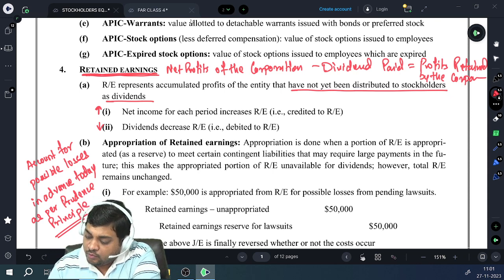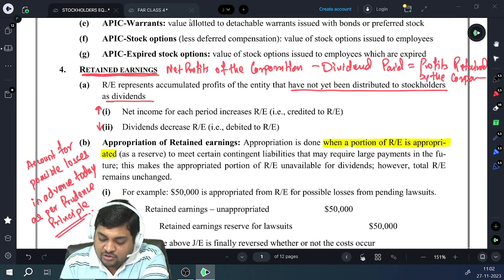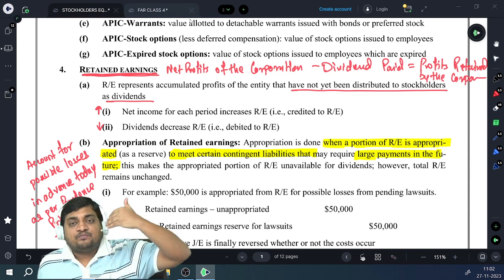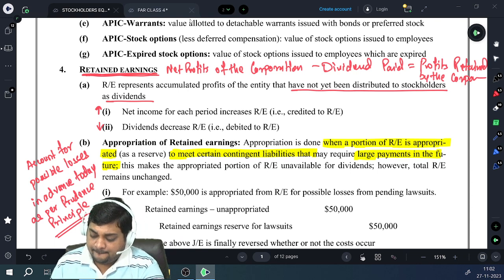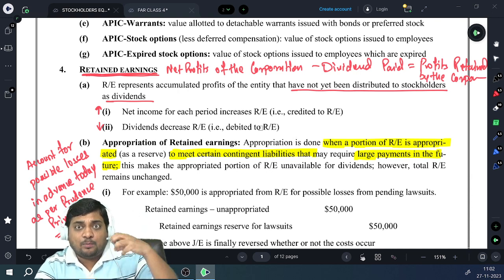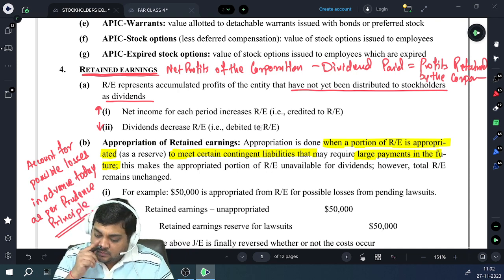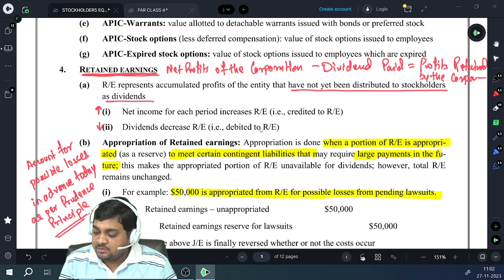So what do you do? A portion of retained earnings is appropriated to meet certain contingent liabilities, which may require large payments to be made in future. As per prudence, this is a possible loss, and you need to account for it today as per the prudence principle, right? Whenever you do this type of appropriation, the appropriated reserve is blocked for that particular purpose. You cannot use it for the purpose of dividend. Out here, $50,000 is appropriated from retained earnings for possible losses from pending lawsuits.